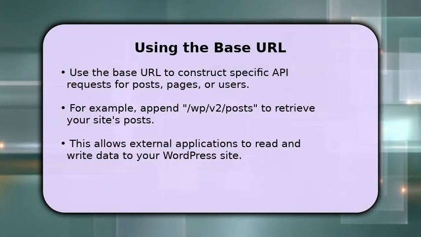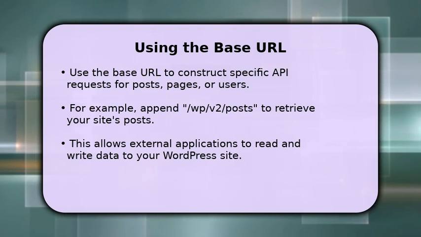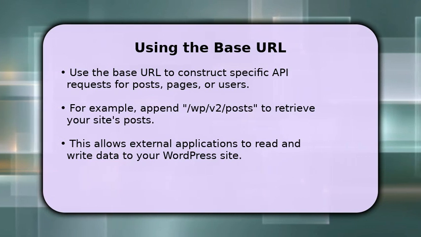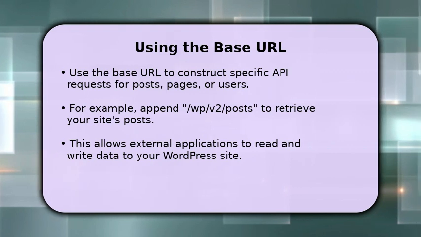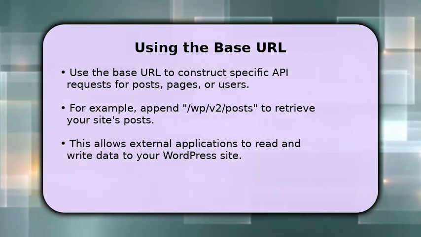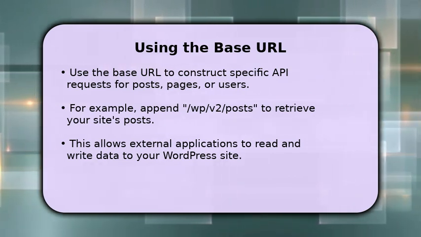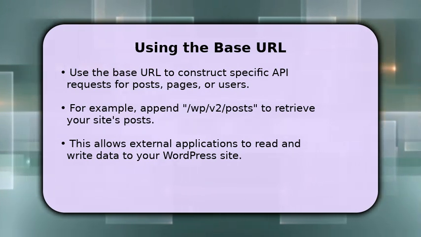Once you have identified your WordPress REST API base URL, you can start building specific API requests. For example, to fetch a list of your site's posts, you would append /wp/v2/posts to your base URL. This structured approach allows external applications to seamlessly interact with your WordPress content, enabling powerful integrations and custom functionalities for your website.